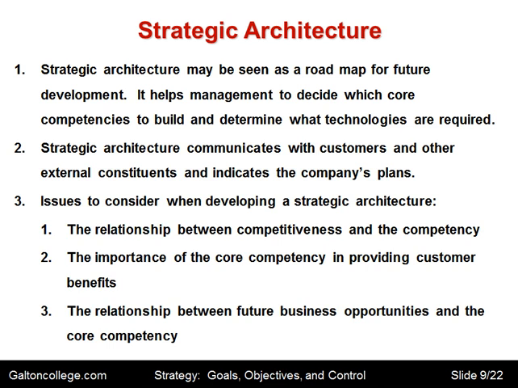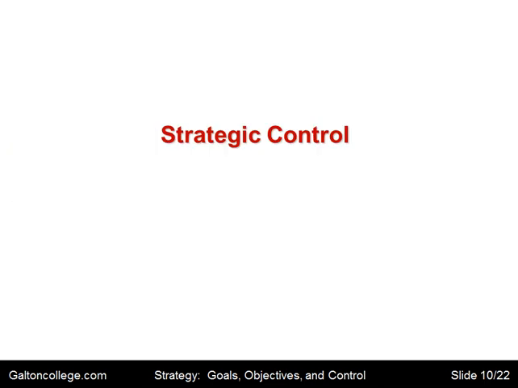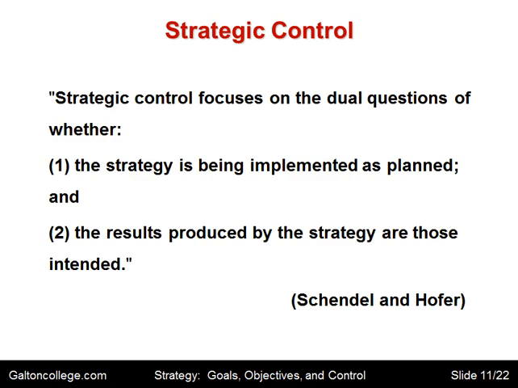Nonetheless, what we've got now is a picture of the goals, objectives, and a little bit about the strategic architecture of the business. Now let's turn our attention to this other point of control. Now, strategic control focuses on the dual questions of whether, first of all, the strategy is being implemented as planned, and the results produced by the strategy are those intended.